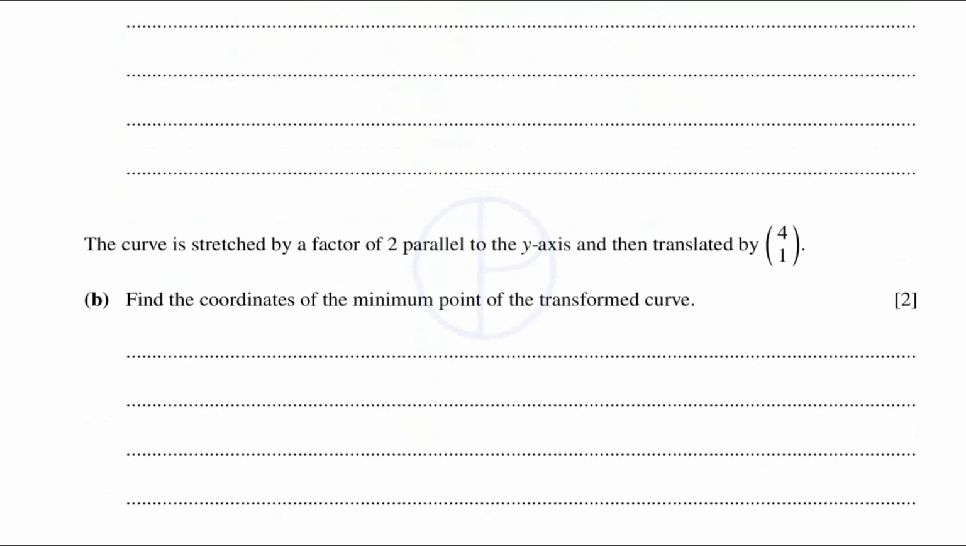The B part of the question is: the curve is stretched by a factor 2 parallel to the y-axis and then translated by (4, 1). Find the coordinates of the minimum point of the transformed curve. So we want the transformed minimum point. The curve is stretched by a factor 2 parallel to the y-axis. If you stretch the curve parallel to the y-axis, that means only the y value will get changed. There will be no change in the x value. So (4, -11).